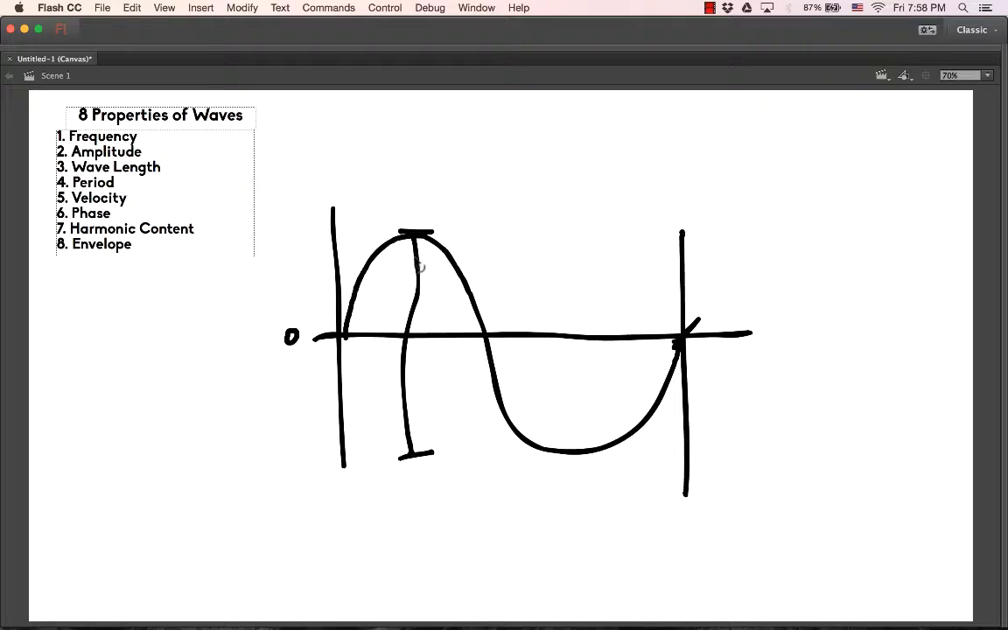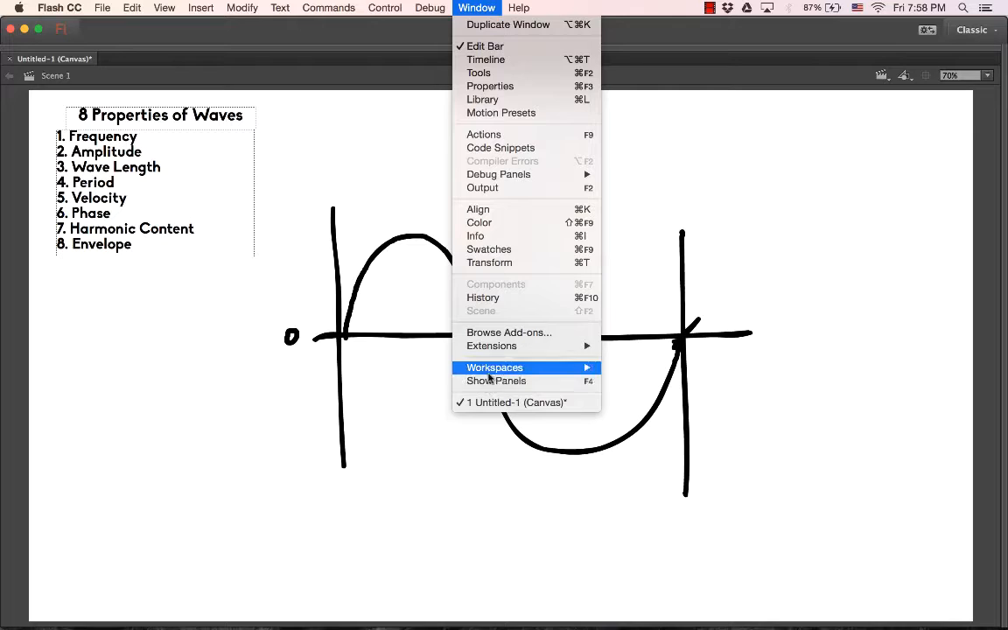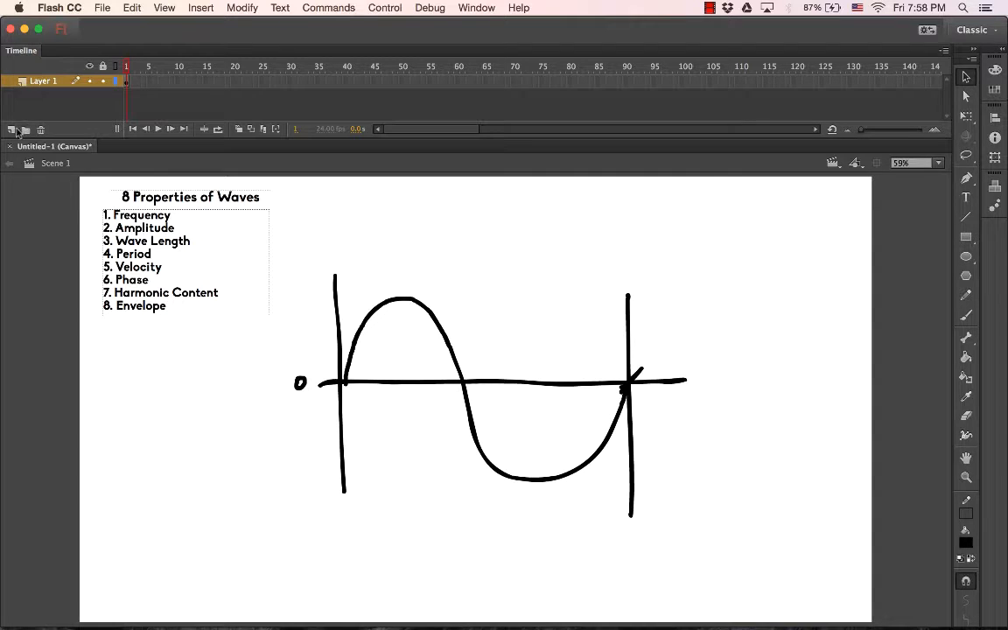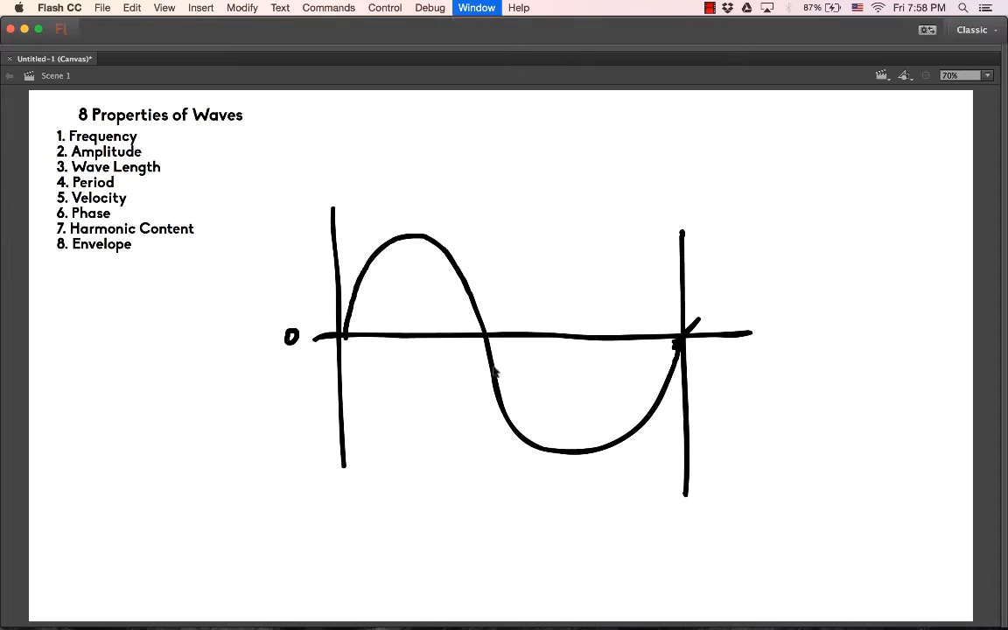Wavelength. Oh, let's get rid of this thing too. You know, I should just make another layer so that I can... no. Let's do that. So I can lock this one and just draw on this one layer. That'll be better. Now let's hide this again. Cool.